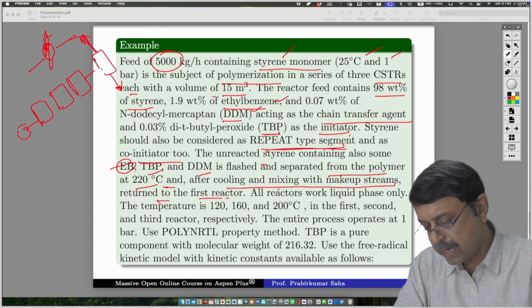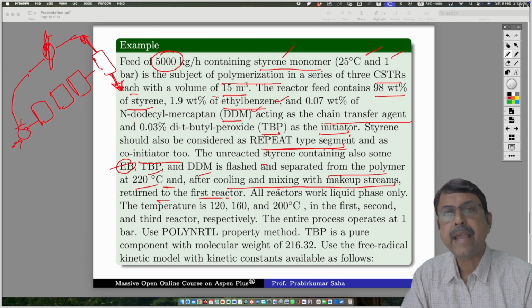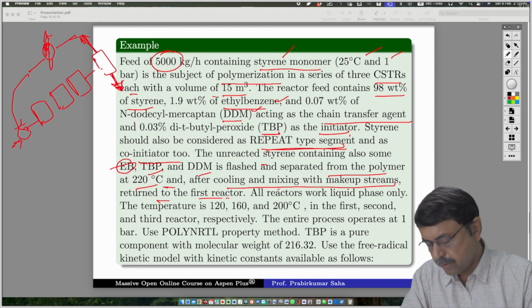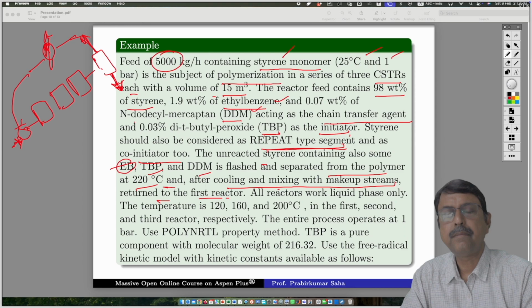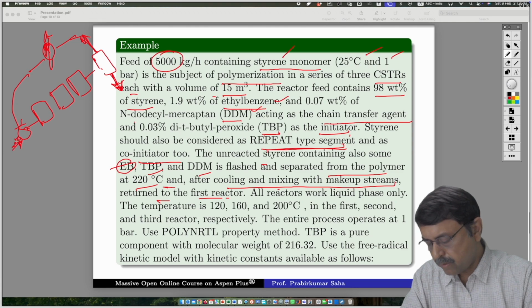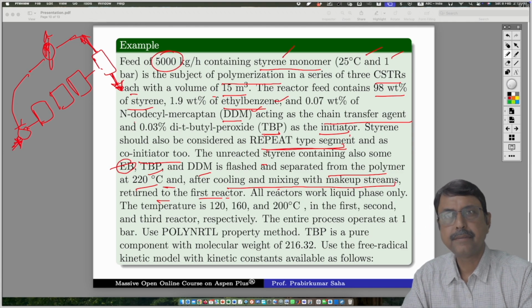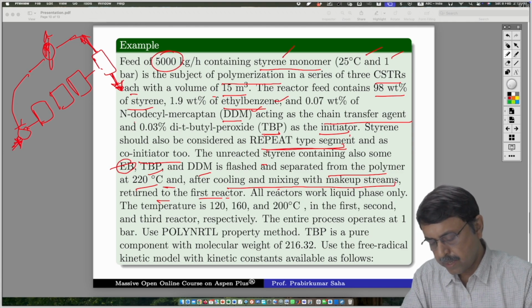So here it will be recycled, as some portion of the reactants form polymer and are taken out. So a makeup stream with the amount of styrene which has been converted to polystyrene will be fed back into the system. So this is the makeup stream. All reactors work in liquid phase only.